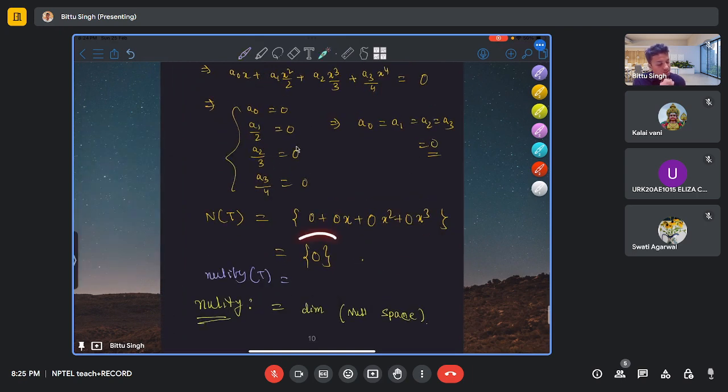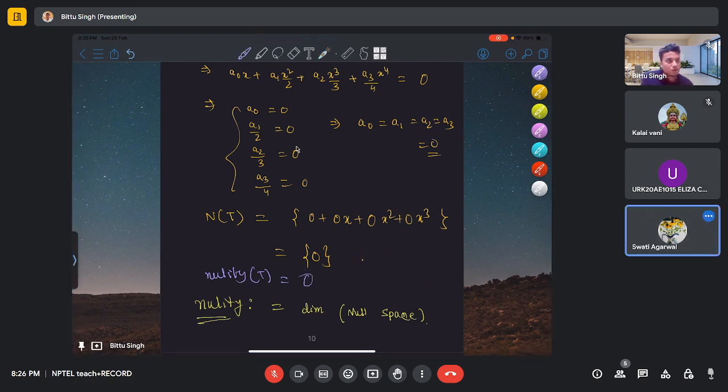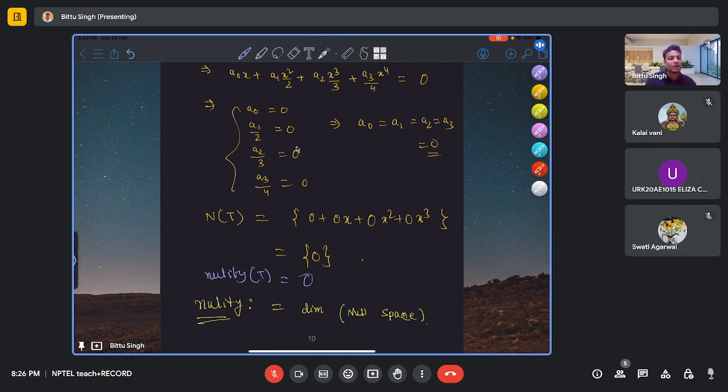So here the null space is 0. Only the 0 vector is in the null space. So what will be the dimension of this null space? 1, sir. What will be the basis for this 0 vector space? You know that the basis of the 0 vector space is empty. There is nothing because 0 is linearly dependent. So what will be the nullity of T? Yes, it is 0 because there is no linearly independent element in this vector space.